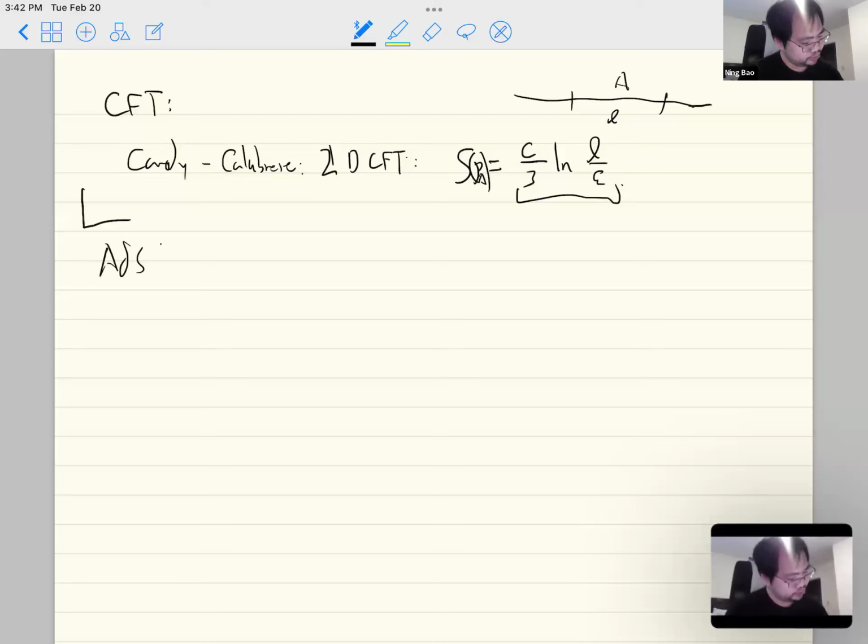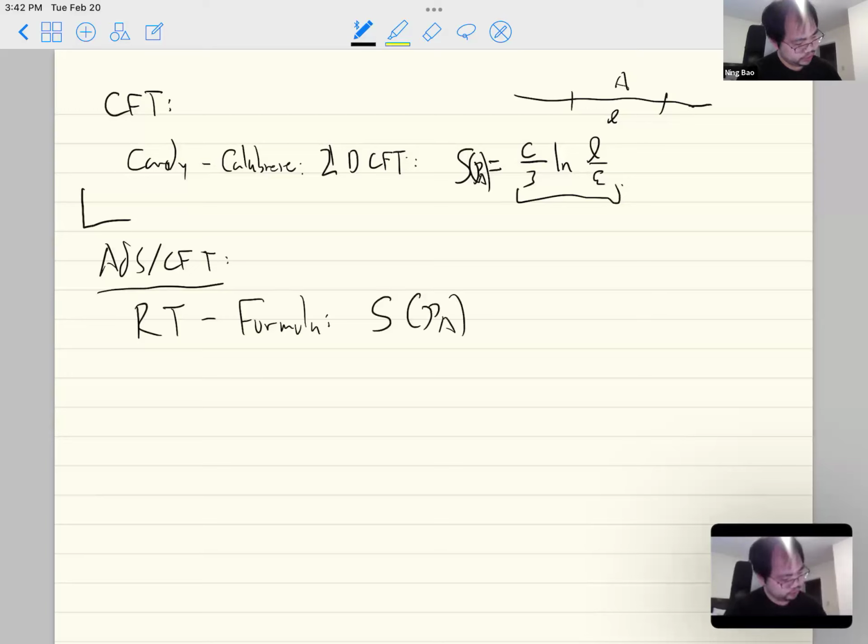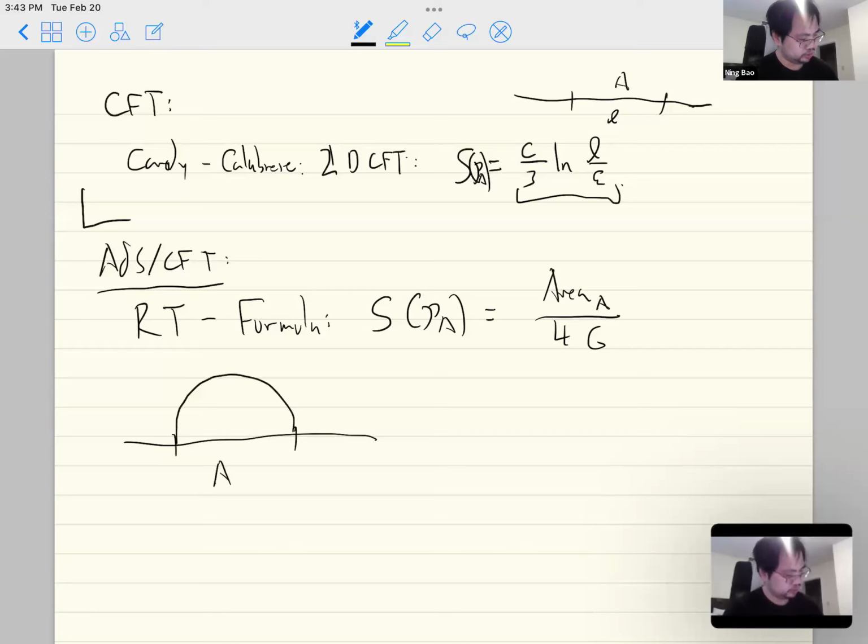And then in AdS/CFT, we have the Ryu-Takayanagi formula, which geometrizes the entanglement entropy. So S of rho A is equal to the area in the bulk subtending A over 4G, drawing the picture that everyone has. This is A. This is the area of this minimal surface.